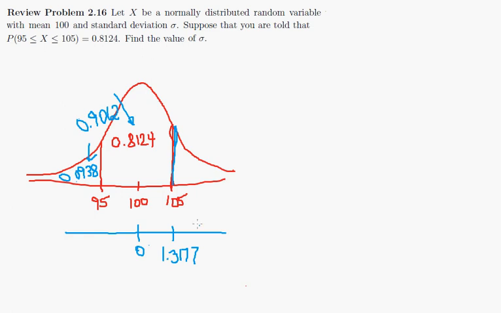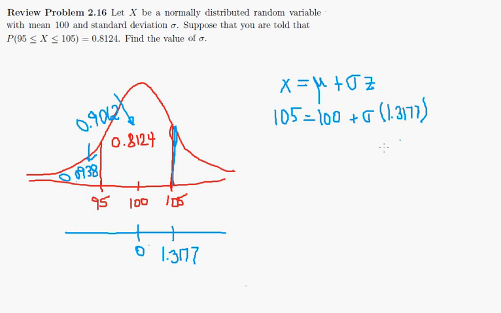So now we have to figure out the value of sigma. Now intuitively what happens is that 105 is 1.3177 standard deviations above average, and so I can solve for sigma that way. Just simply using the formula, we know that x is equal to mu plus sigma z. That's my conversion for standard units. In this case, we have 105 is equal to 100 plus sigma times z, which we have solved to be equal to 1.3177.